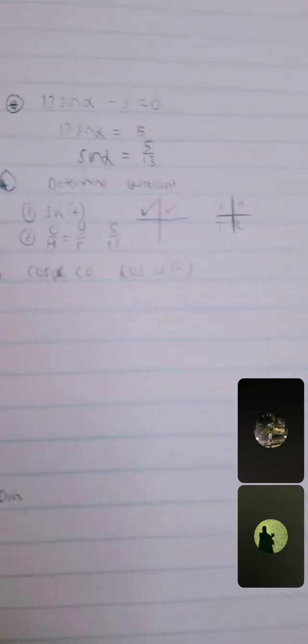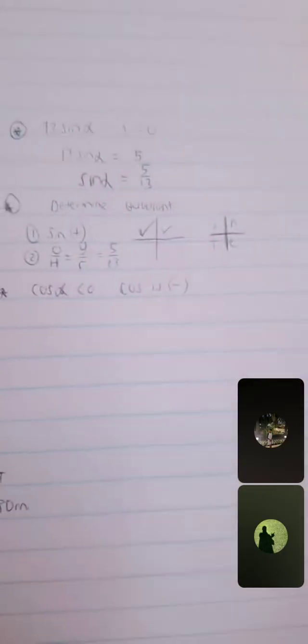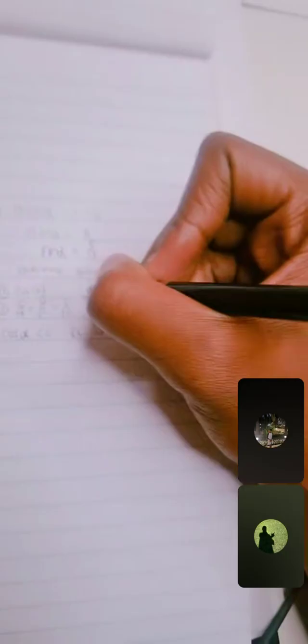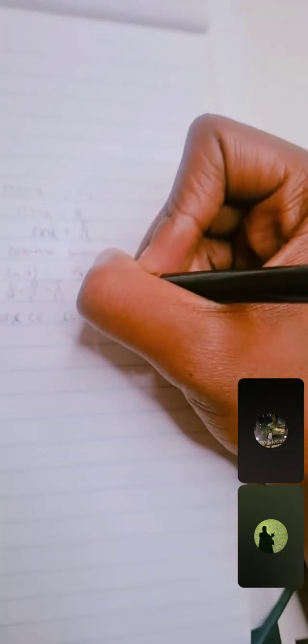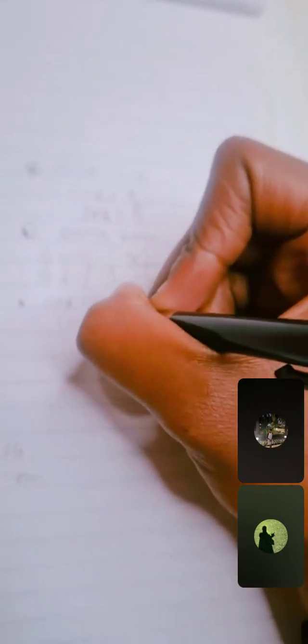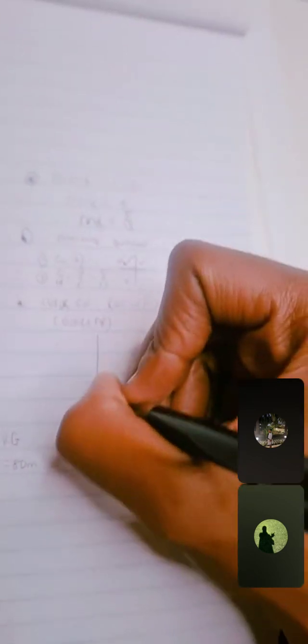Then the question you ask yourself, where is cos negative? We are going to come back to this quadrant and tick where it's negative. On the second and the third one. Then we ask ourselves, where is the overlap? On the second quadrant. And that's where we sketch our diagram, second quadrant.